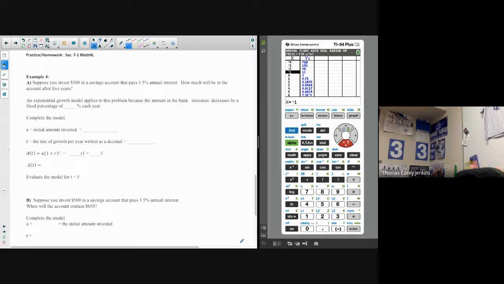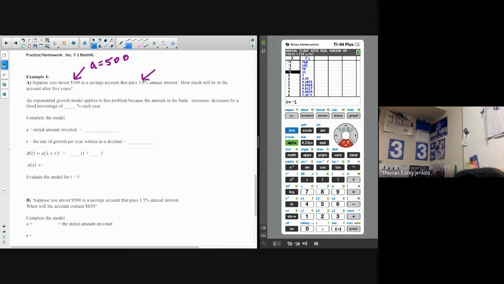All right, so example 4, this is getting to the end of it. Now we're going to apply what we just learned there to go through a word problem. Suppose you invest $500. That'd be little a is 500. That's my initial investment, into an account that pays 3.5% annual interest.